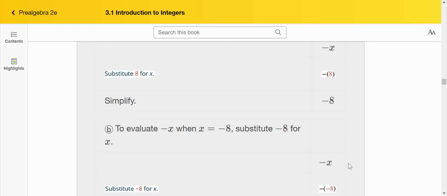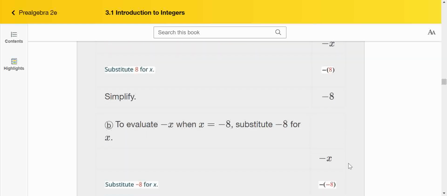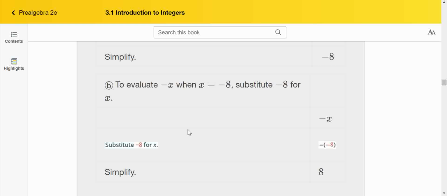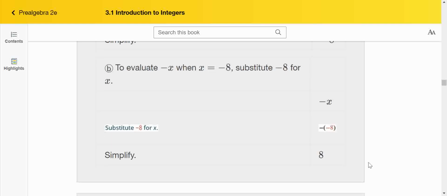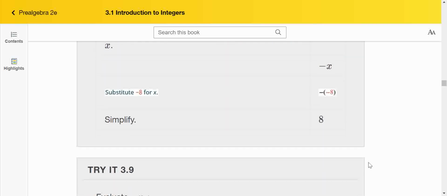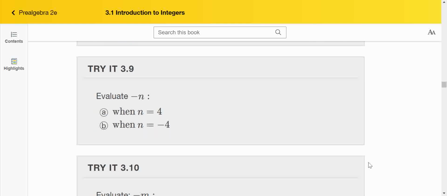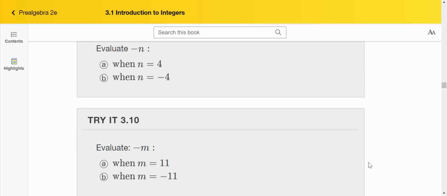B. To evaluate minus x when x equals minus 8, substitute minus 8 for x. Substitute minus 8 for x, and you notice the parentheses and the substituted value inside, and we simplify and we get 8. Some try it problems.